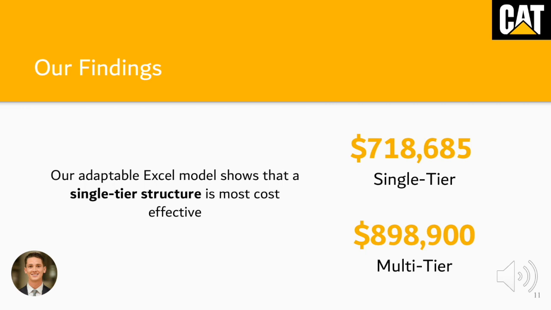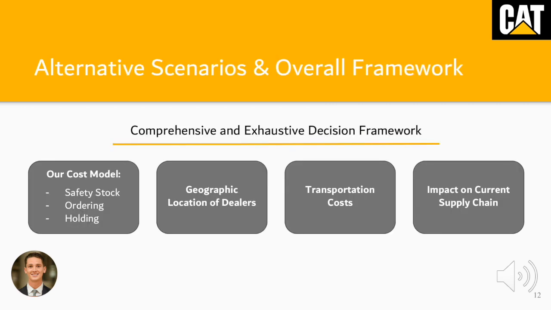Our team used the previous 3 calculated costs to build an adaptable Excel model that Caterpillar can use for any dealer network scenario. After inputting the given data into the model, we found that the single-tier structure was the most cost-effective overall, considering the demand distribution, ordering costs, holding costs, safety stock, and target service levels. Here, you can see our comprehensive decision framework, including costs, geographic location, and impacts on the current supply chain.